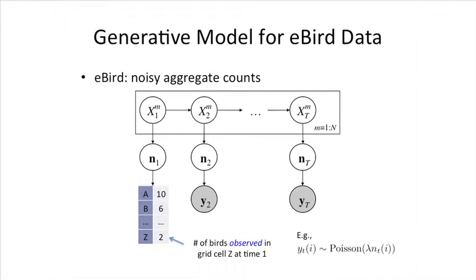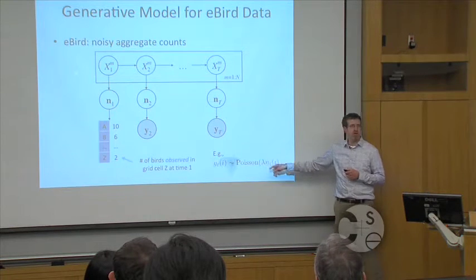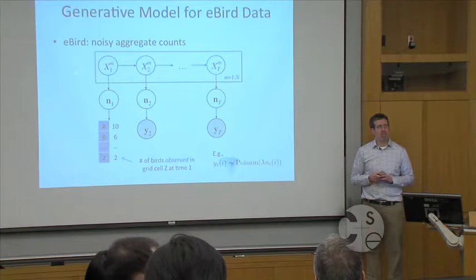Okay, so as an example, just to fix in your mind, maybe the actual number of birds that are observed is a Poisson random variable with mean equal to some lambda. Let's think of lambda as being a detection probability times the actual number of birds that are present in that grid cell. Okay, question?